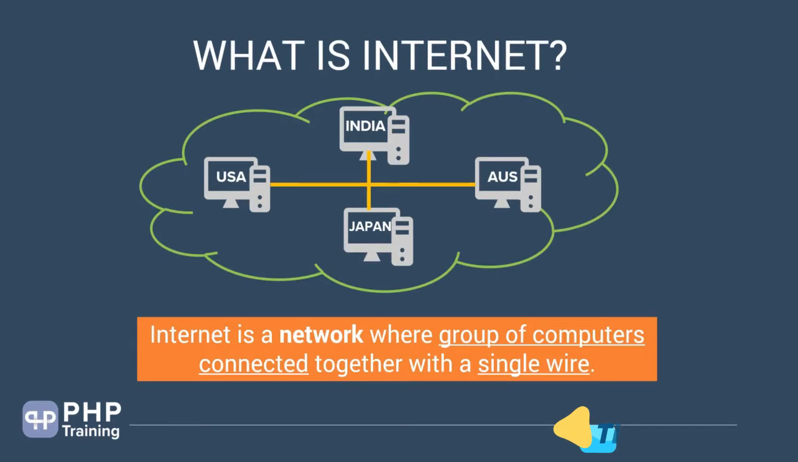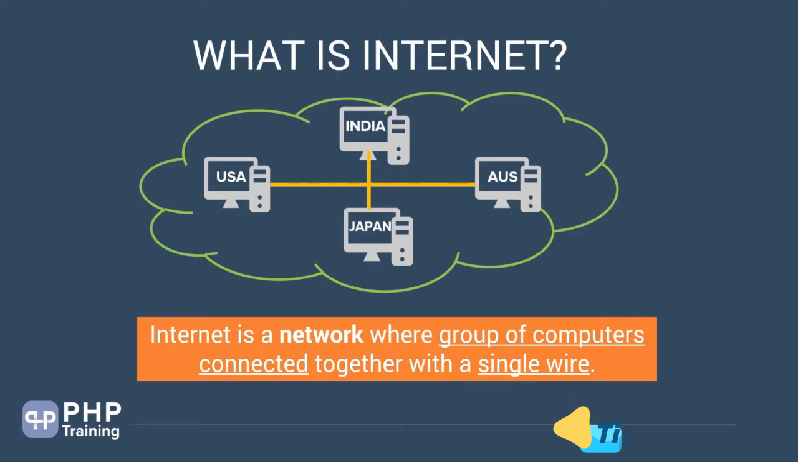Okay, the internet is a network. Remember, it is a network where a group of computers are connected together with a single wire. You have all these computers in the internet, they are all connected with one wire, irrespective of where they stay. If you are connected to the internet, you are actually saying we all are connected via a single wire. And why do you have to connect via a single wire? So that you can find each other.